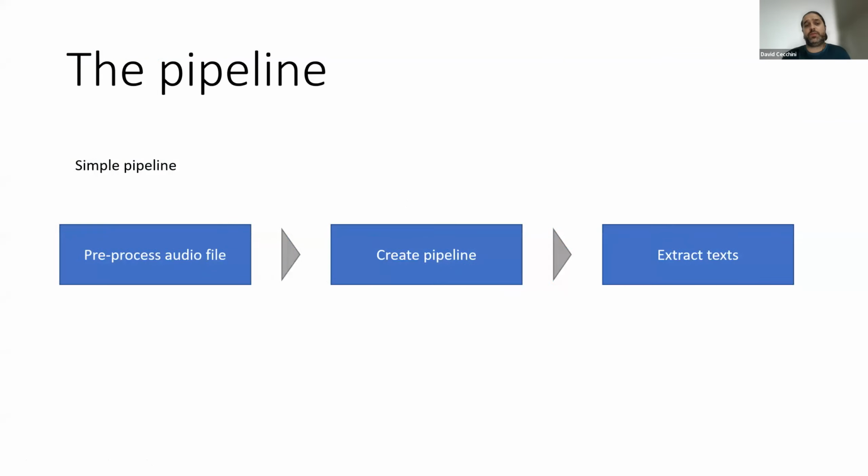So what we are going to do is we need to create the pipeline. The pipeline will pre-process audio files, and then it will create the pipeline with 2 stages only, and then we can use this pipeline to extract the text from those audios.